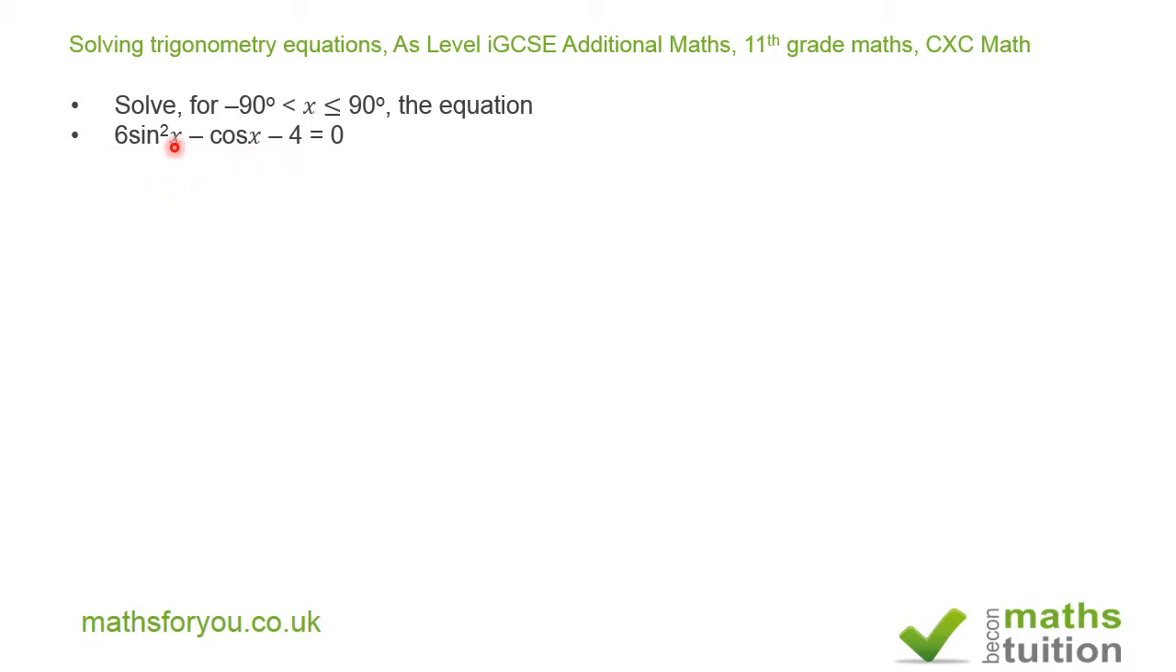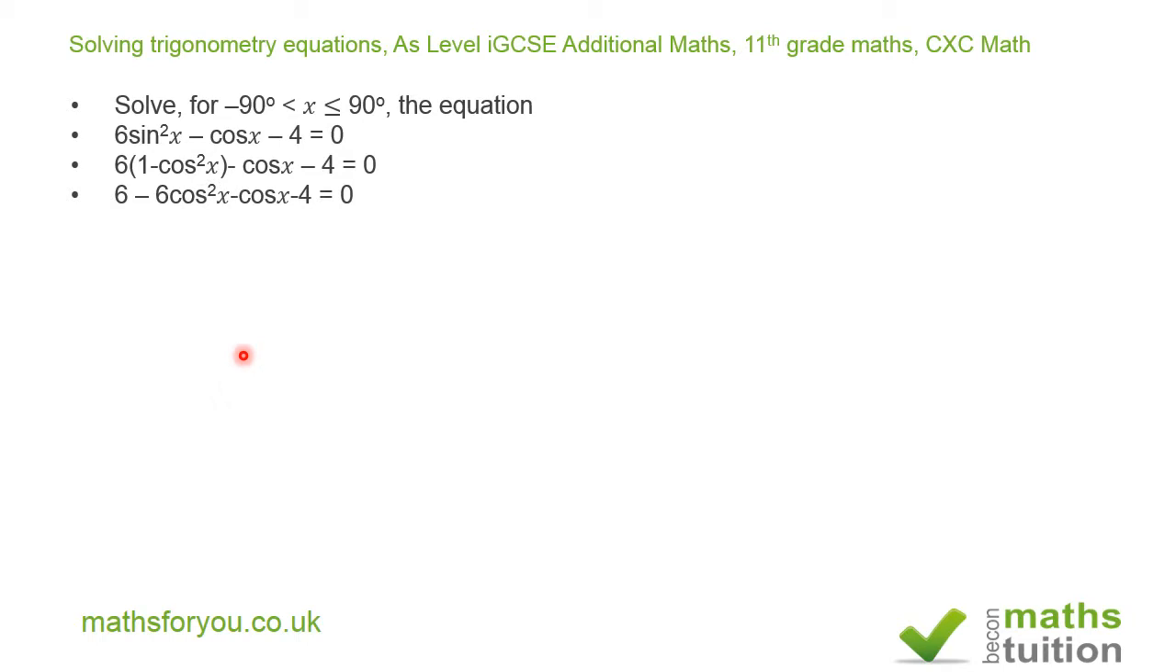That suggests a quadratic expression there. But I've got sine and I've got cos there. So what I'm going to do is change that to be a function of cos x. Now we know that sine squared x plus cos squared x is 1. So what I do now is replace sine squared x by 1 minus cos squared x. For doing that in the exam, you get 1 mark.